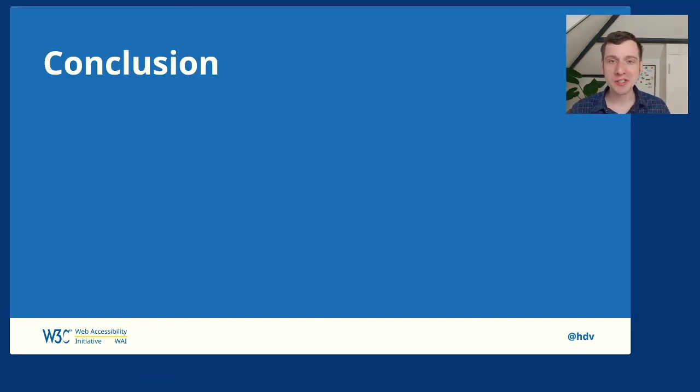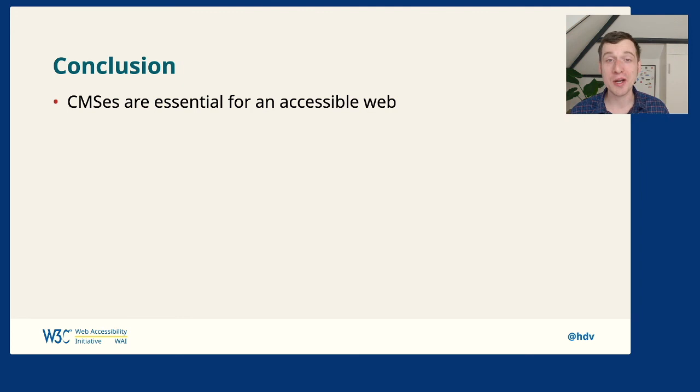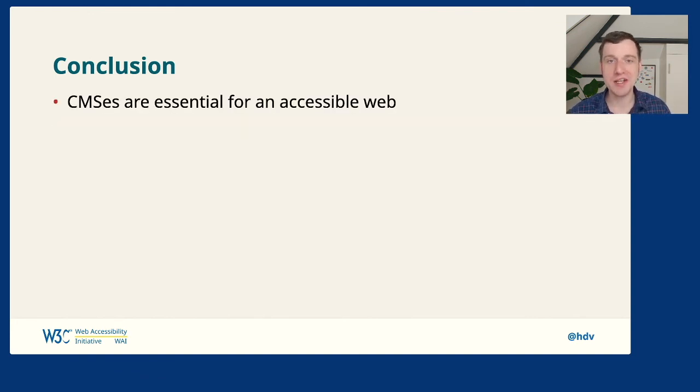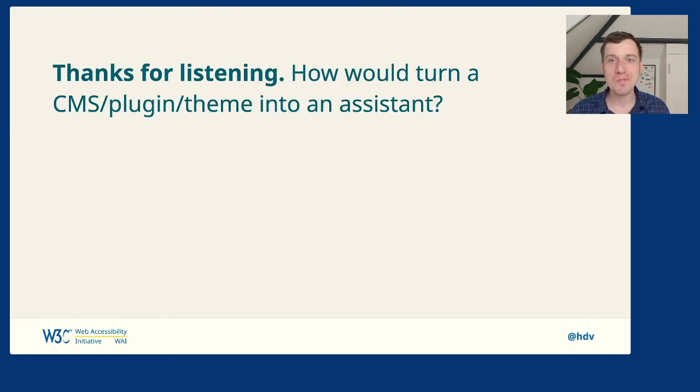Now, going to conclusions, what I wanted to share with you today is very much that CMSs are essential for an accessible web. It won't surprise you as people who work on CMSs and plugins and maybe themes even. But your work is very important for web accessibility. I hope this talk gave some more insights in more ways that it does. Secondly, I think CMSs should really help content editors get their accessibility right. And I hope in this talk I've outlined a number of ways in which they can. Hopefully we can really see our CMSs as accessibility assistants. And that's the question I want to leave you with: how would you turn your CMS, your plugin, your theme into a better assistant for web accessibility?